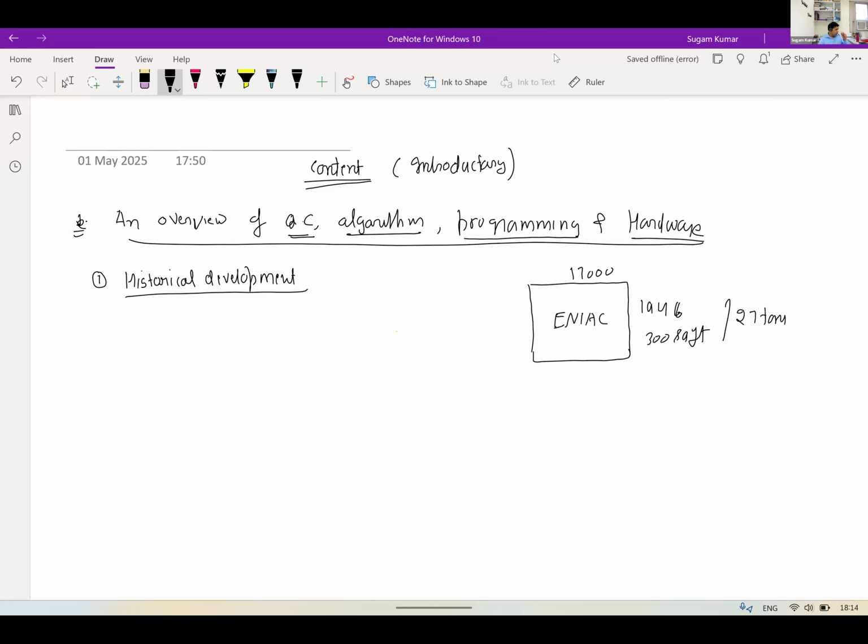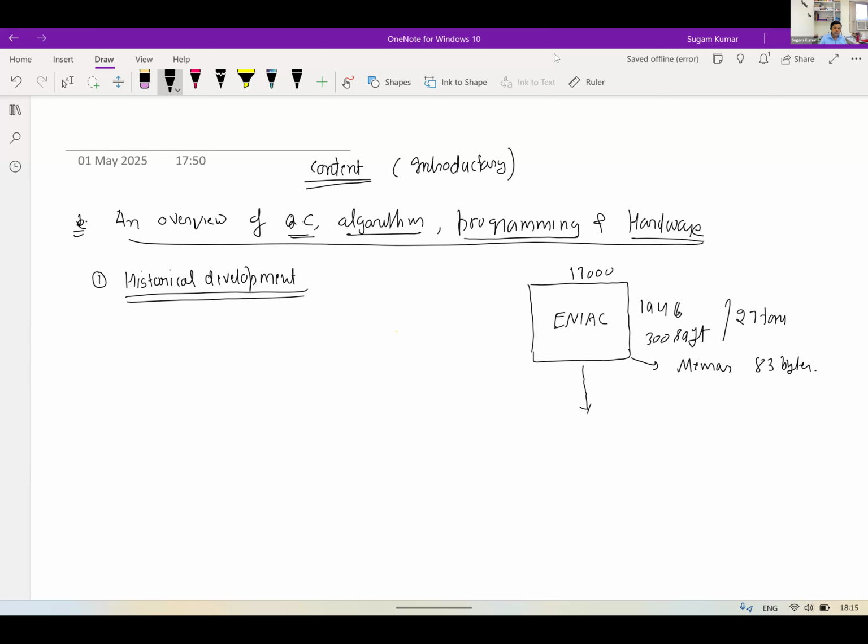No doubt it's not logical to compare the memory of this system, but if you compare with the present system, then the memory of this device was simply 83 bytes. And now you can imagine that at the present time, even a single mobile has gigabytes of memory. So that is the first computer, developed in 1946.